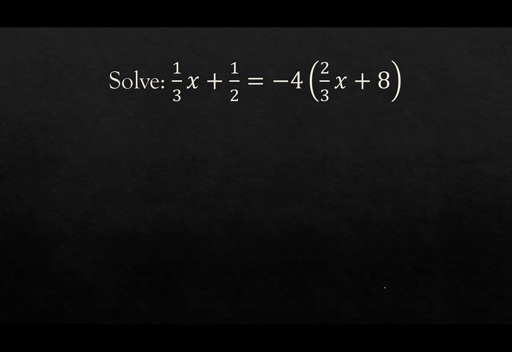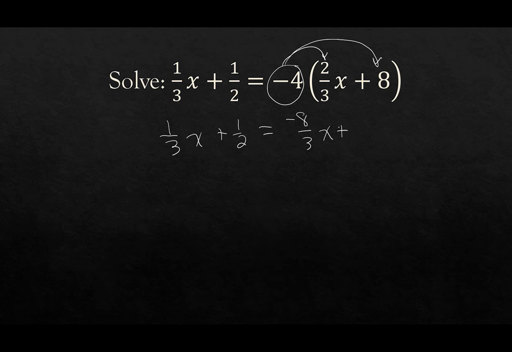So as I'm looking at this, I can see I have a 3 in the denominator, a 2 in the denominator, so eventually I would like to clear those. Before I do that, I'm going to deal with this negative 4, and I am going to distribute it. So I have 1/3 of x plus 1/2 is equal to negative 4 times 2 is negative 8/3 of x. Then negative 4 times 8 is negative 32. Now I'm ready to clear the fraction.